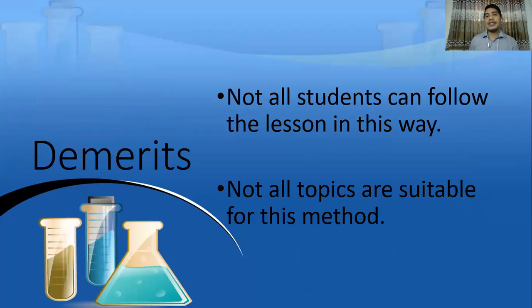For demerits, take note that not all students can follow the lesson in this way. There are students of different learning modalities, so they might get frustrated, they might get disappointed because they will have difficulty in following the lesson this way. Not all topics also are suitable for this method. There are topics where you cannot use the discovery learning model, like building concepts, because in building concepts we have to be using the concept attainment method.